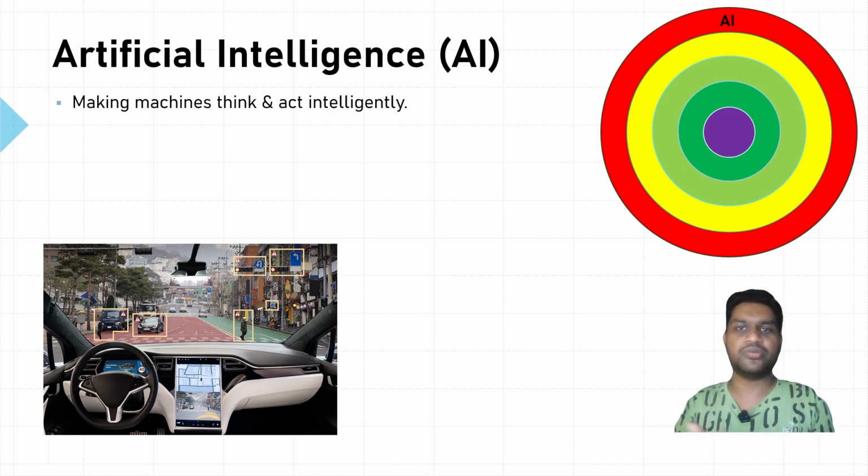It literally doesn't need a human to drive it. Although it still says that you should be able to monitor while it is driving, it can then take you from point A to point B. So that is one example of AI. And similarly, there are so many examples of AI available.